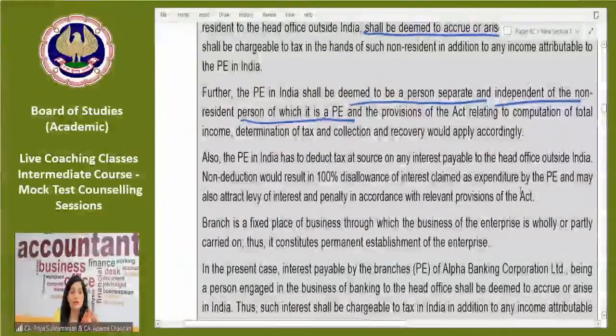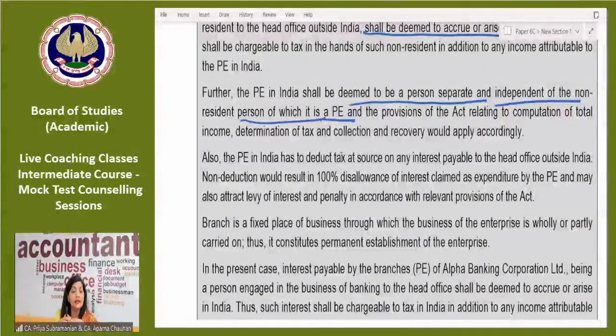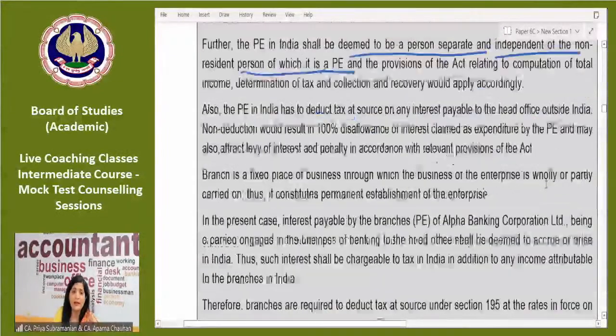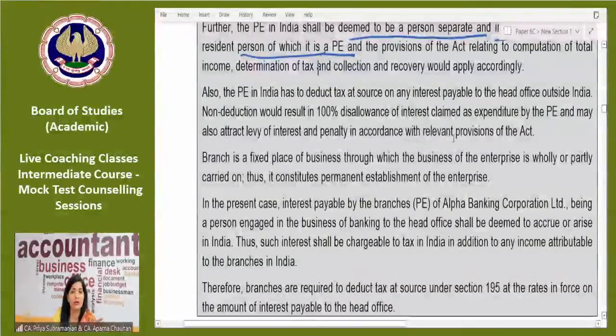So in such a case, the PE has to deduct the TDS on that amount of interest. And in case of non-deduction, again, the 40(a)(i) provision would be applied, that is, 100% disallowance would be attracted for claiming the expenditure by the PE. And penalty and interest provisions would accordingly apply for not deducting TDS on that amount.